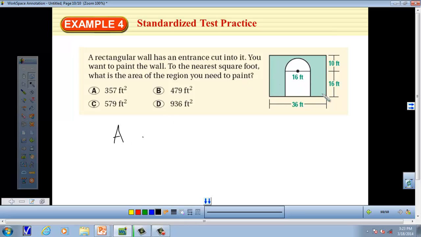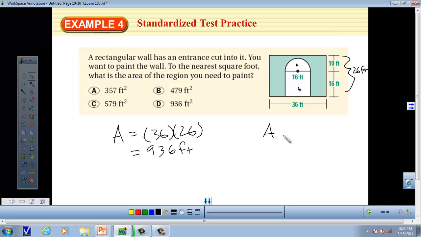The area of the whole thing, we've got 36 here, and 16 plus 10, so this is 26 feet. So the area of the whole thing is going to be 36 times 26. And if we get our calculator out, that gives us 936 square feet.